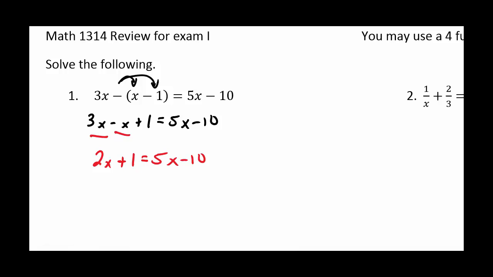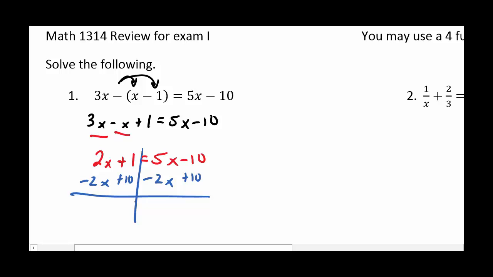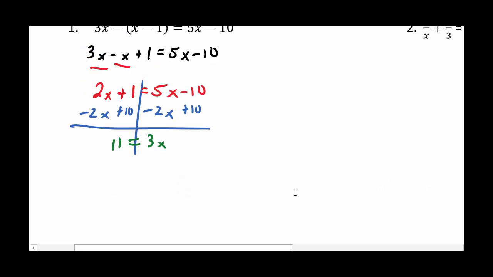Then I want to move variables to one side and numbers on the other. I typically like to keep the x's positive if I can. So I'm going to subtract off 2x, and at the same time I will add 10 to both sides. So on the left side I have 11, and on the right side I have 3x. And, oops, I'm getting ahead of myself there. Then it's just a matter of solving. So divide by 3, and so I get x is 11/3.